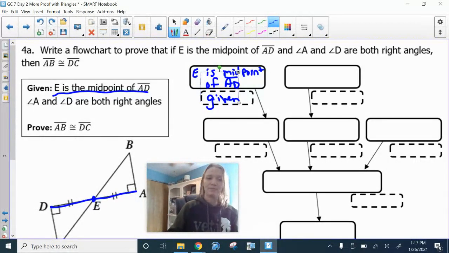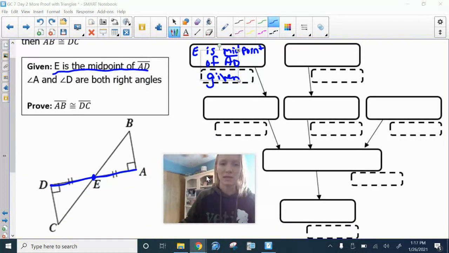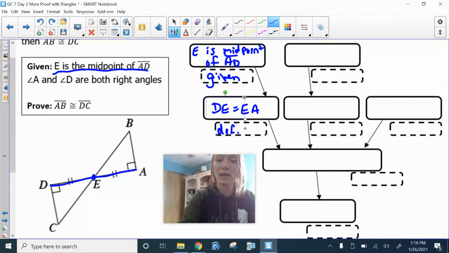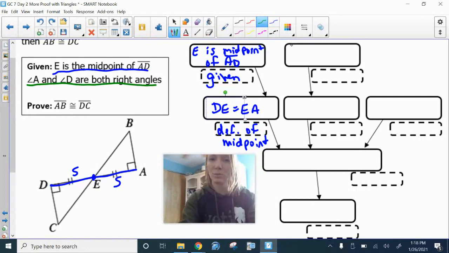What does that mean? If E is the midpoint, that means it's right in the middle, and they actually already marked it for us. That means that DE is equal to EA. That's what a midpoint is. So that's our definition of a midpoint. And that gives us a side that's equal. We also know that angle A and angle D are both right angles. So I'm going to add that. It doesn't actually say that A and D are equal.